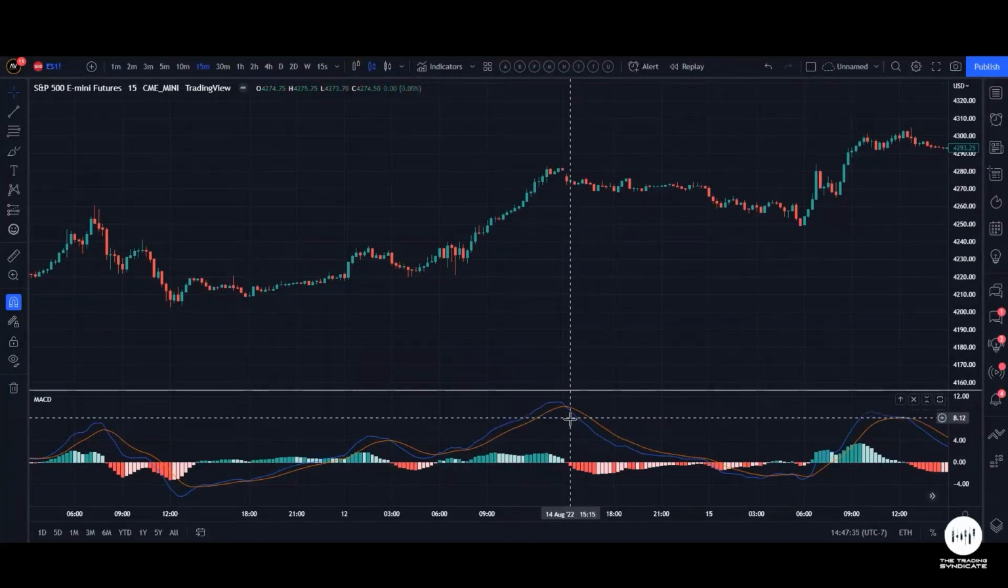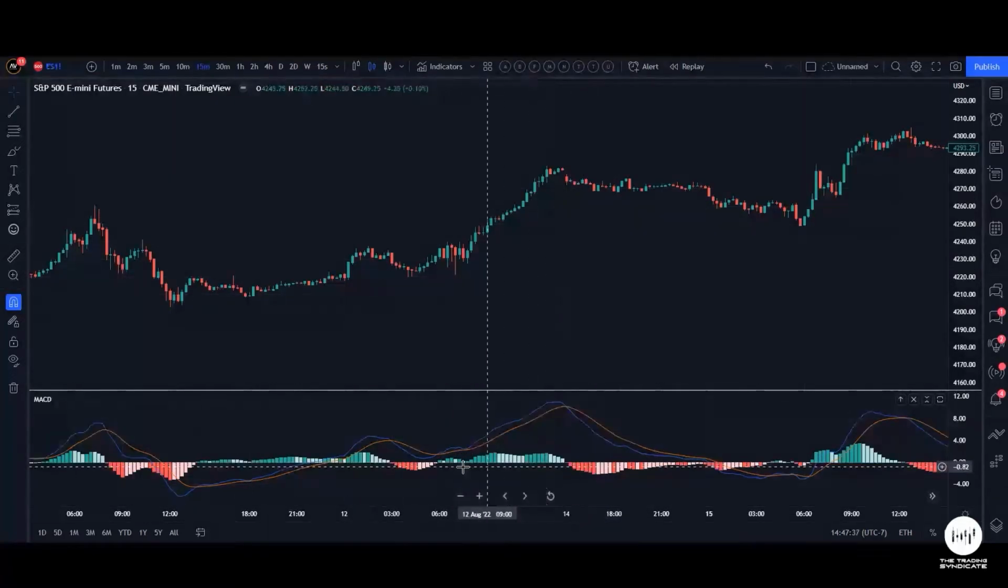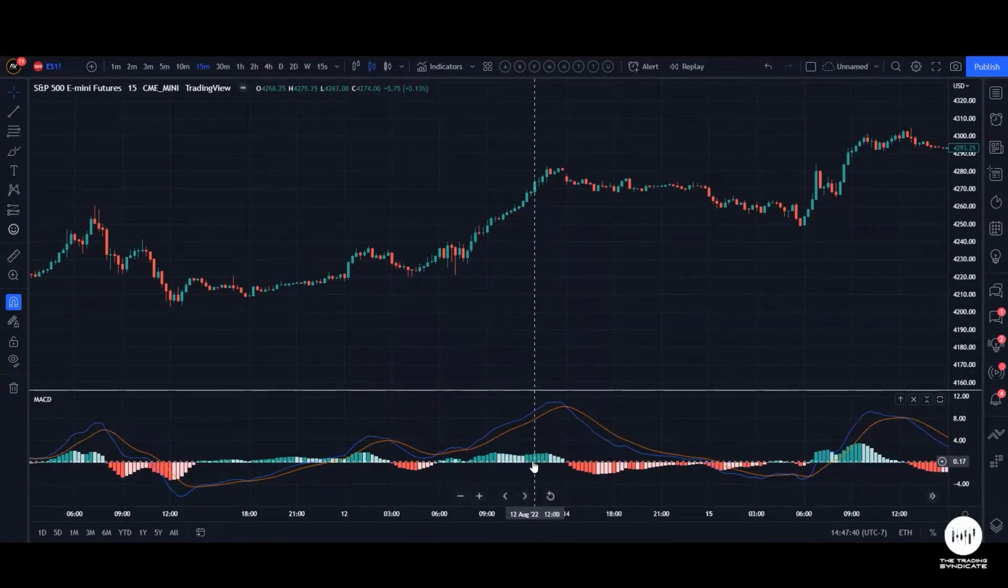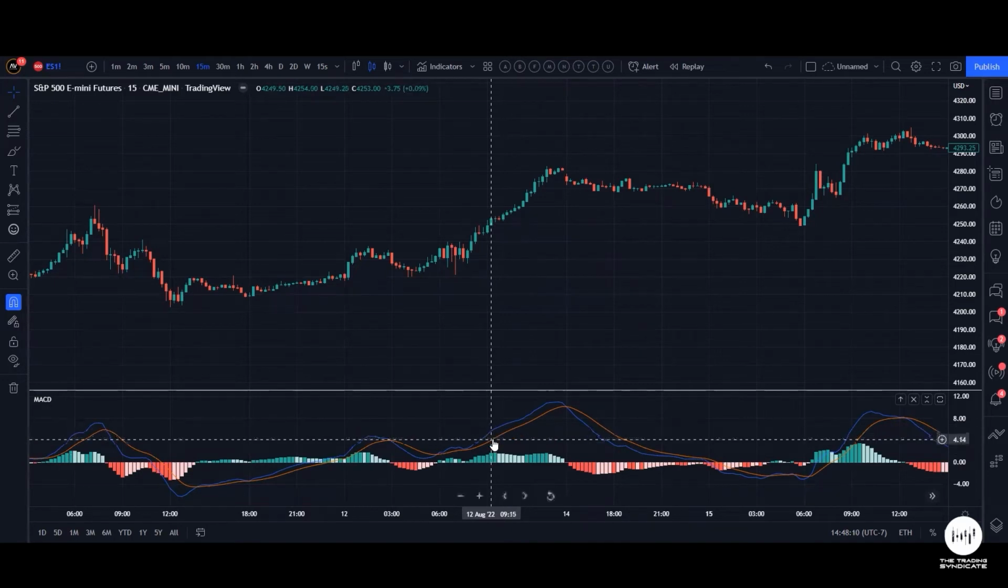Now, you also have this histogram right here. The histogram is kind of just a strong visualization of the convergence and divergence that is happening. If you take a look at the histogram, you have green bars and you have red bars. The green bars just represent that we are in an uptrend, and the red bars represent that we are in a downtrend. However, as I said, they are a visualization of the divergence or convergence that is happening. Basically, what these bars are representing is the distance between the blue and the orange line.